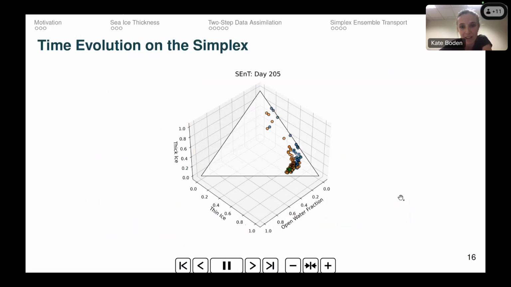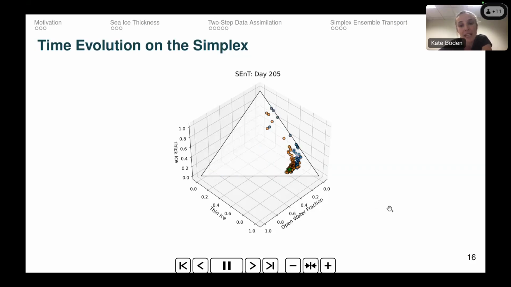This is a fun GIF. What I'm showing you in blue is our forecast ensemble, and in orange is our analysis ensemble. And this is a fun demonstration of how our state is moving on the simplex throughout time. So day 200 is going to be in the early summer, and then we're moving towards late summer. When you start, your open water fraction is near 0, and then you're moving across the simplex to higher open water fraction. And the green star here is truth.